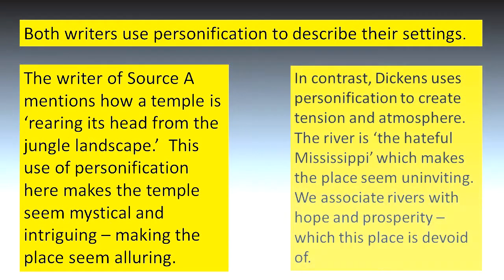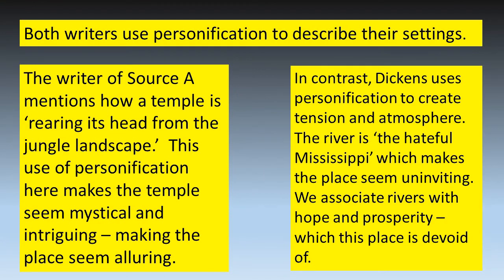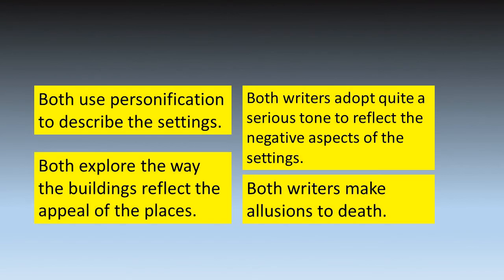So in contrast, Dickens uses personification to create tension and atmosphere. The river is the hateful Mississippi, which makes the place seem uninviting, threatening even. We associate rivers with hope and prosperity, which this place is devoid of. So I've explained a method, and then I've been comparative and explored how that method's used in both extracts.